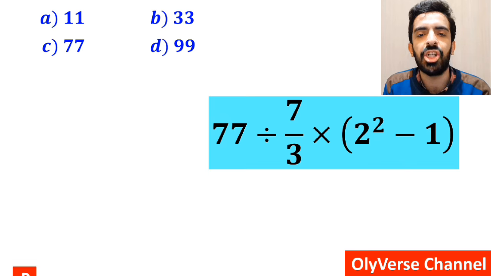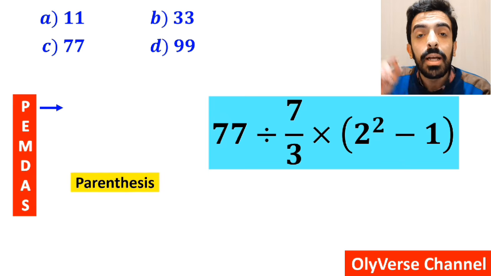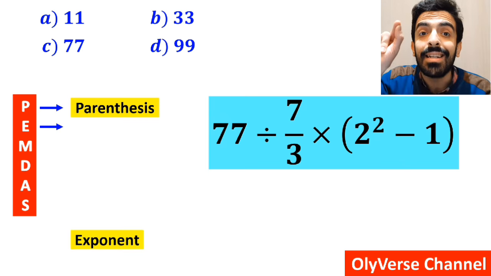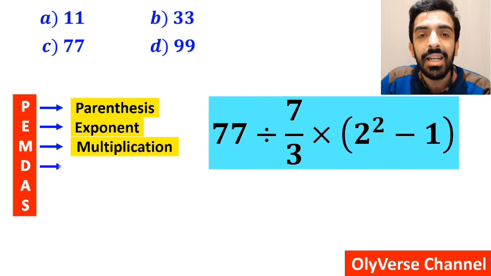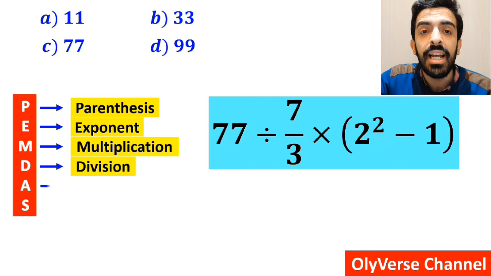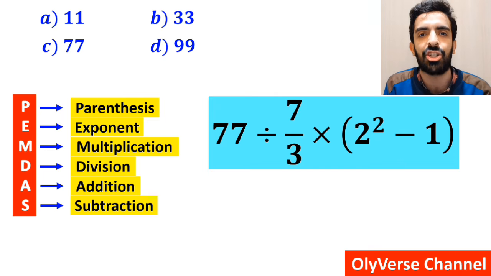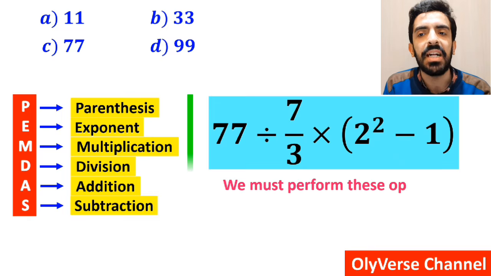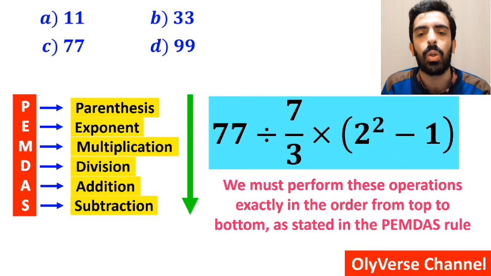To solve this question, we need to follow a rule that is called PEMDAS. In this rule, P stands for parentheses, E stands for exponent, M stands for multiplication, D stands for division, A stands for addition, and S stands for subtraction. We must perform these operations exactly in order from top to bottom as stated in the PEMDAS rule.